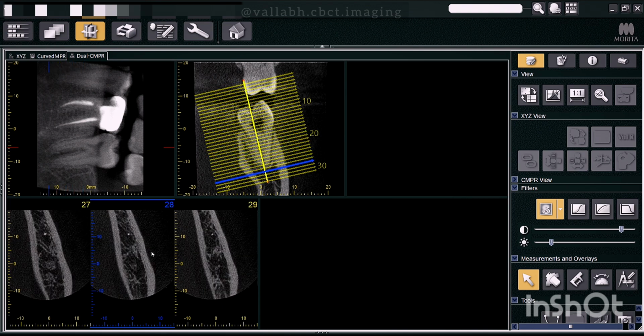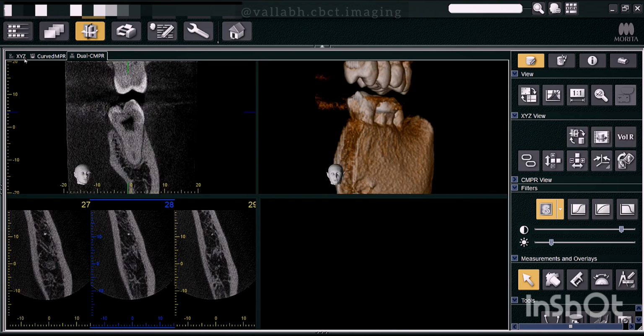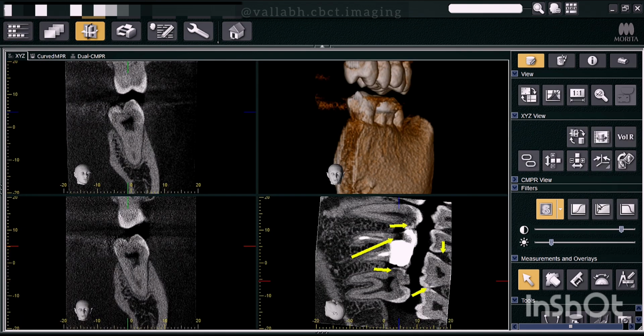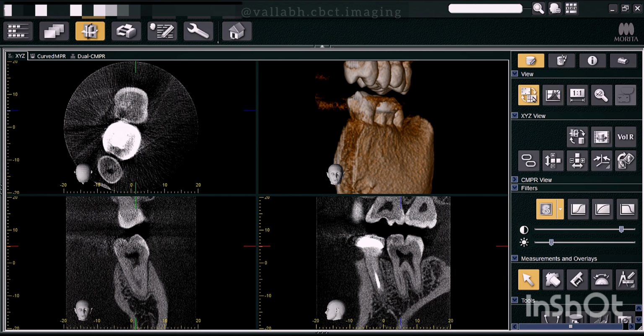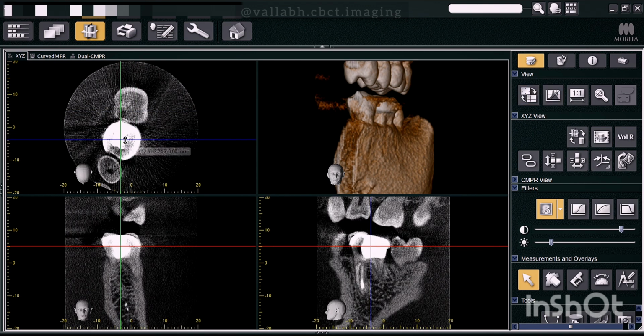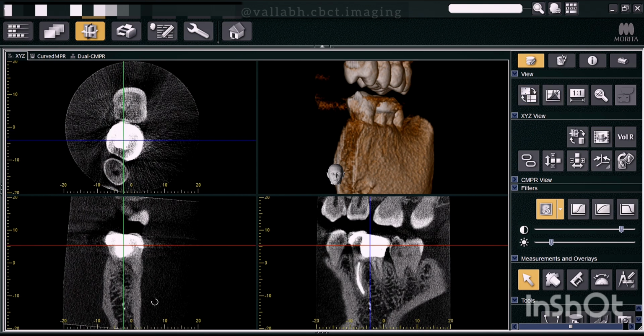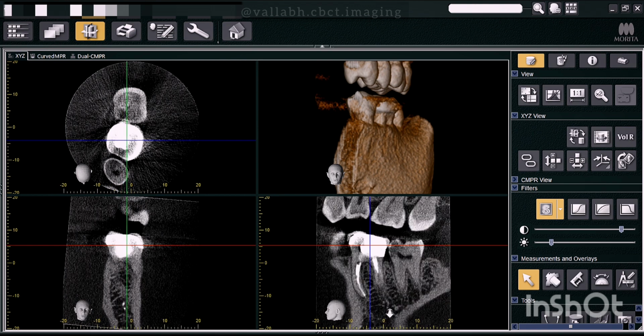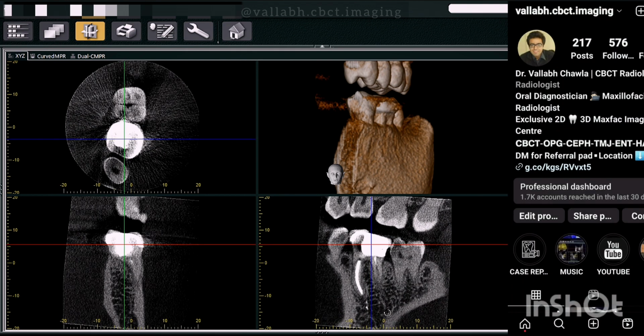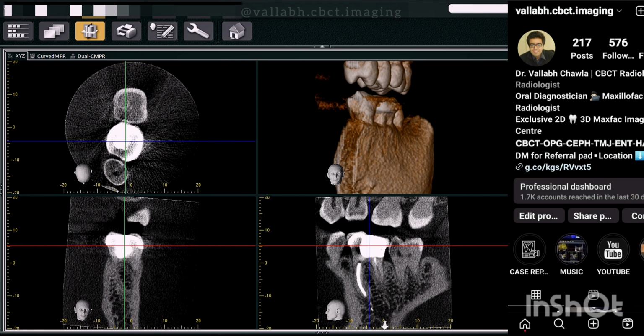Okay, so these were the possible causes. Also, there is some kind of apical extrusion that is noted. That could also be one of the causes, so you can mention that also. All these things can be added in the differential diagnosis. You just have to provide some differential diagnosis to the doctor. So all these are some of the causes because of which pain or sensitivity may be present.